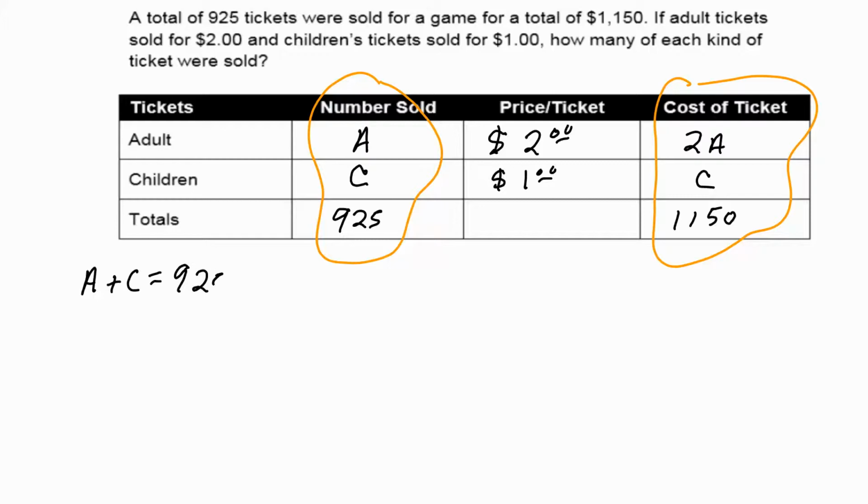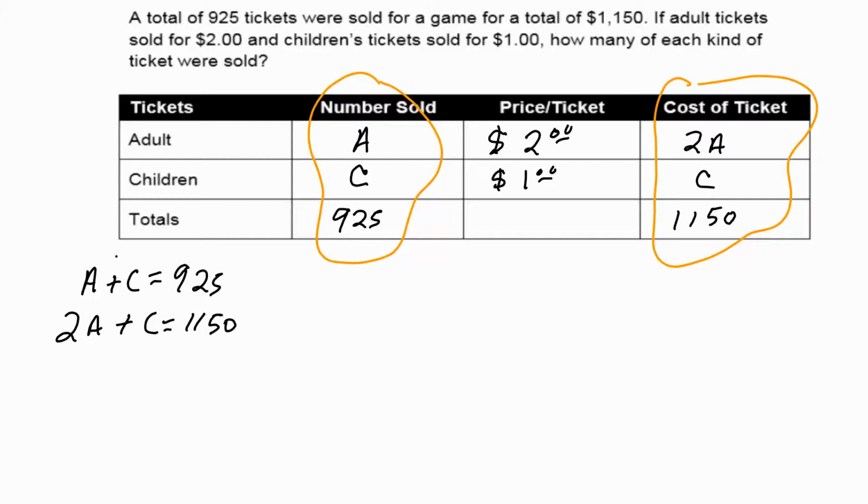925 would be a better number. And 2A plus C equals 1150. This system of equations could be solved by elimination, but we'll use substitution this time.